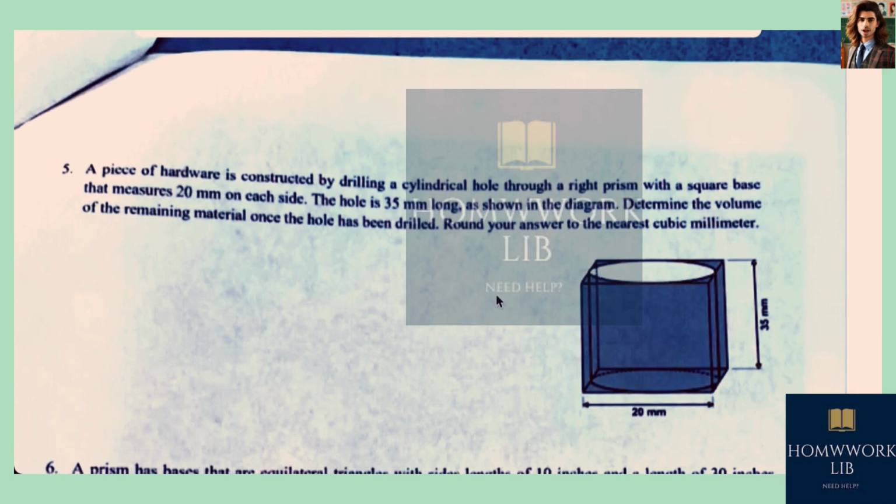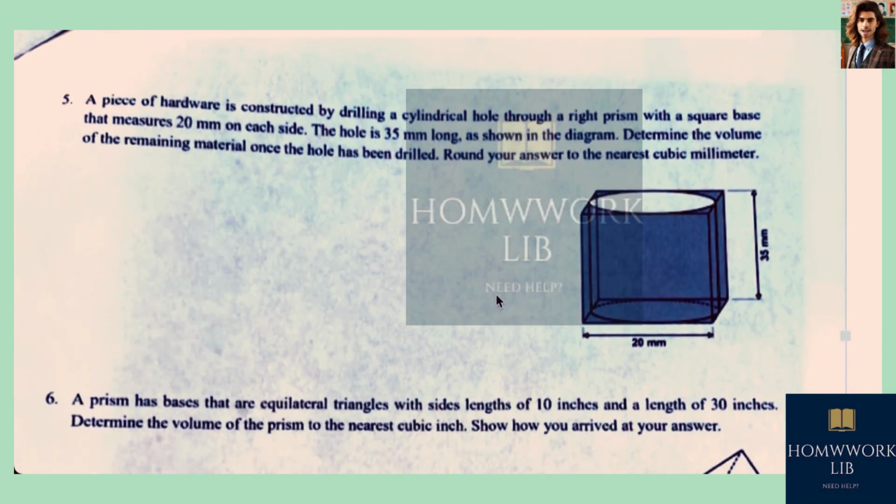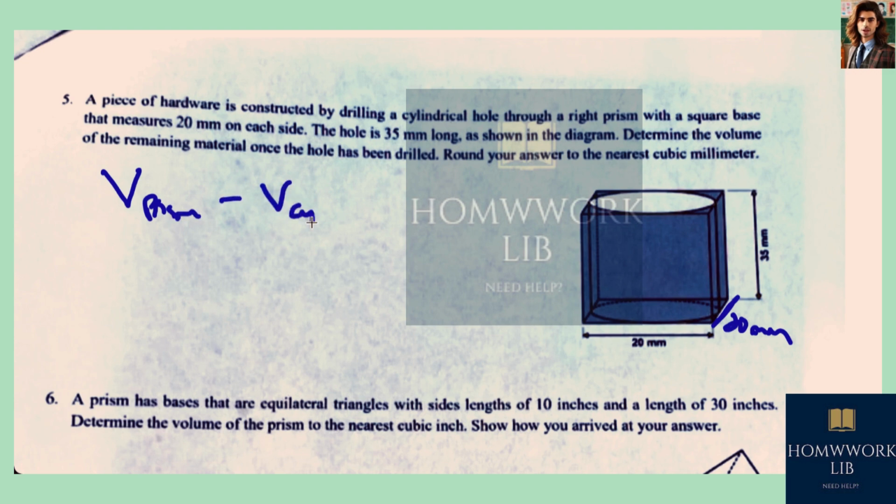We want to determine the volume of the remaining material once the hole has been drilled. So think of this as a right prism with a square base, so that's 20 millimeters by 20 millimeters. And so we want to think of this as the volume of the prism, and then we're going to subtract out the volume of the cylinder.